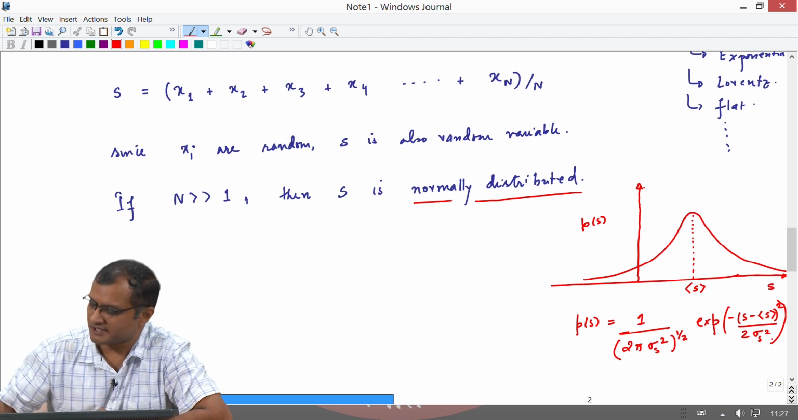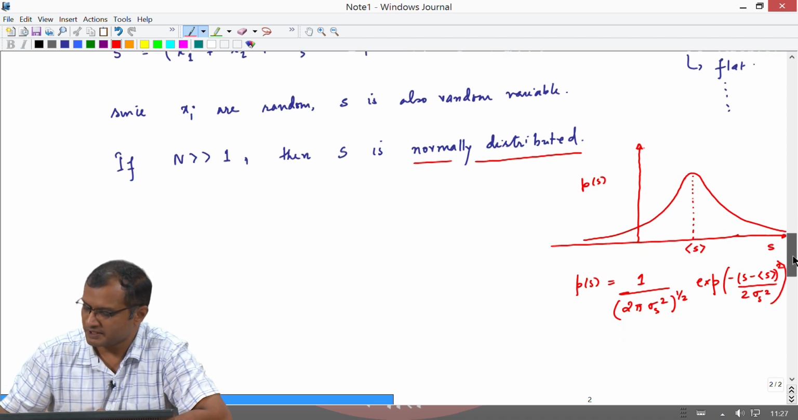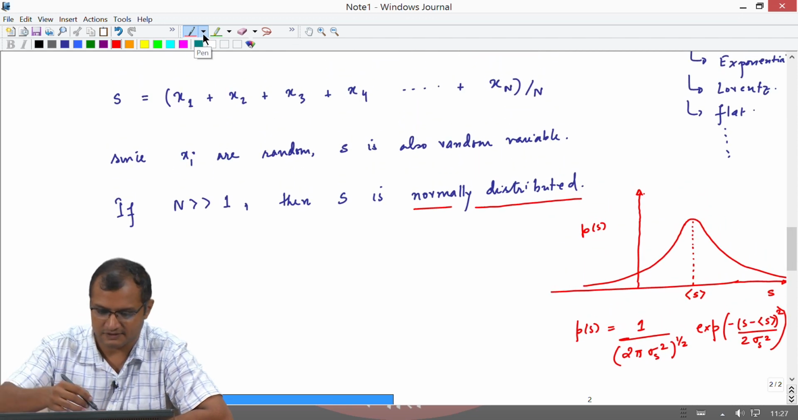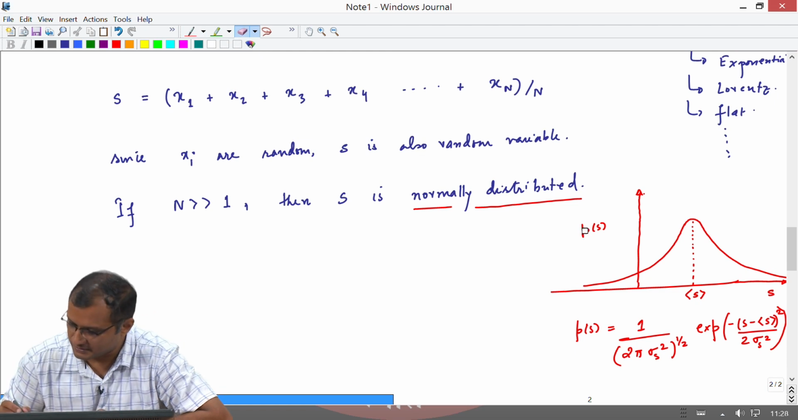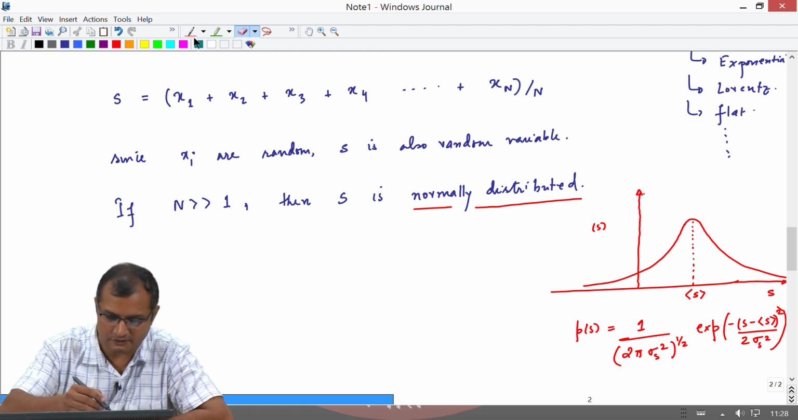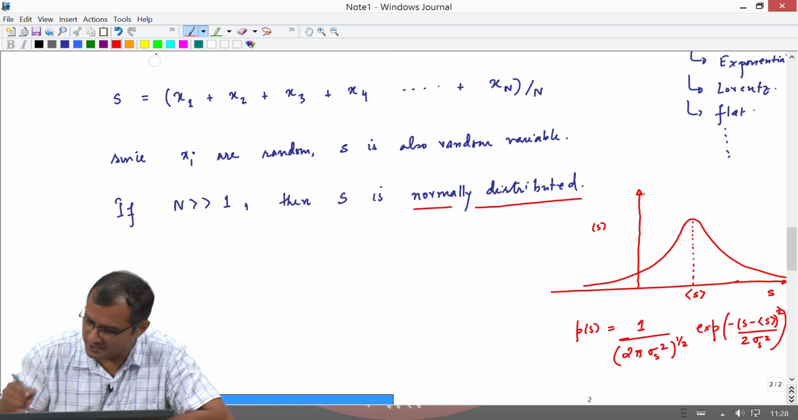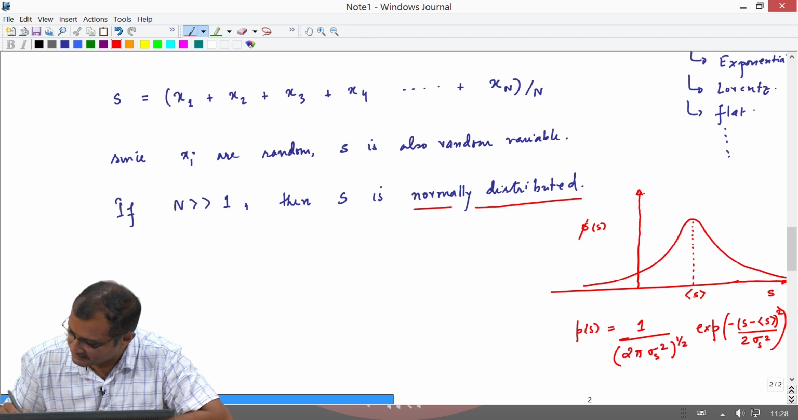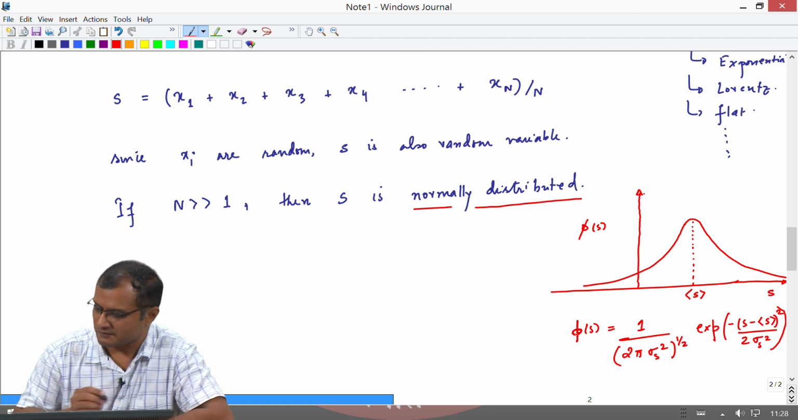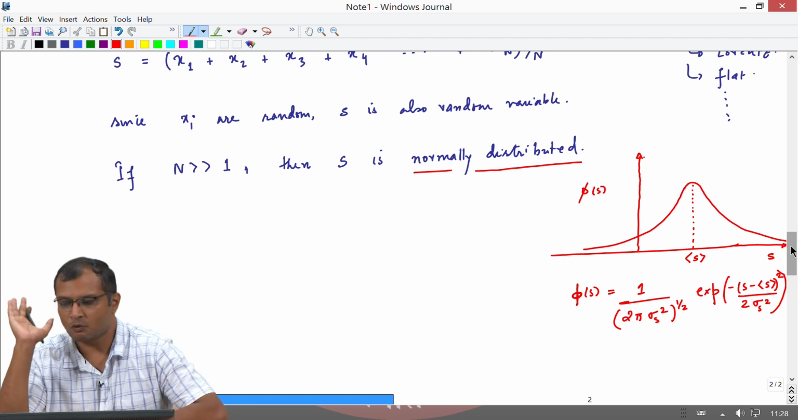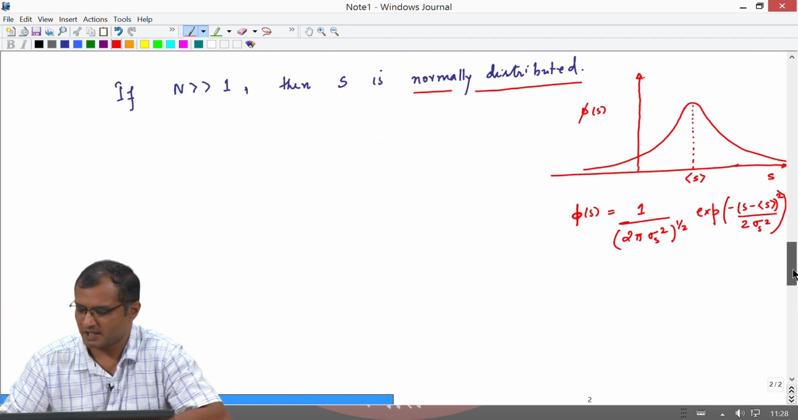So, this is the P of S that I have plotted. Let us call this distribution of S as phi of S, okay, so that we do not use the same symbol. Okay. So, I am going to call the distribution of S as phi of S, because P is the distribution taken for x. Okay. So, phi of S, which is the distribution of S, will be always normally distributed no matter what your P of x is. Okay. So, P of x could be anything.